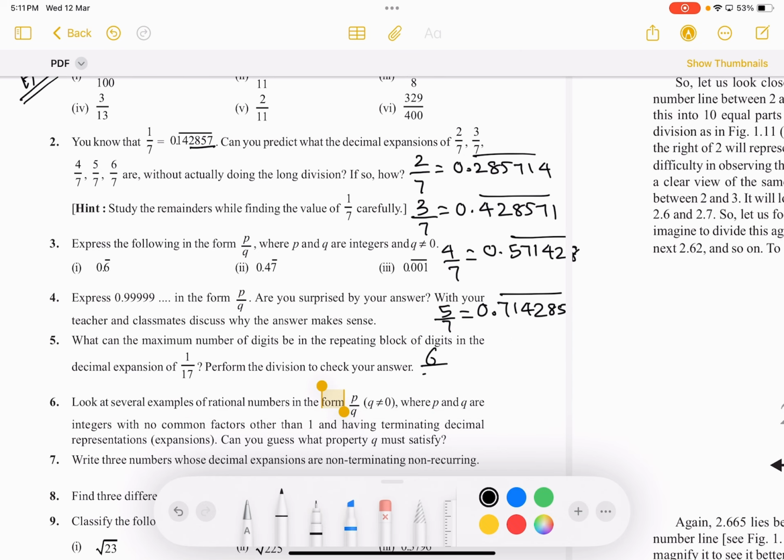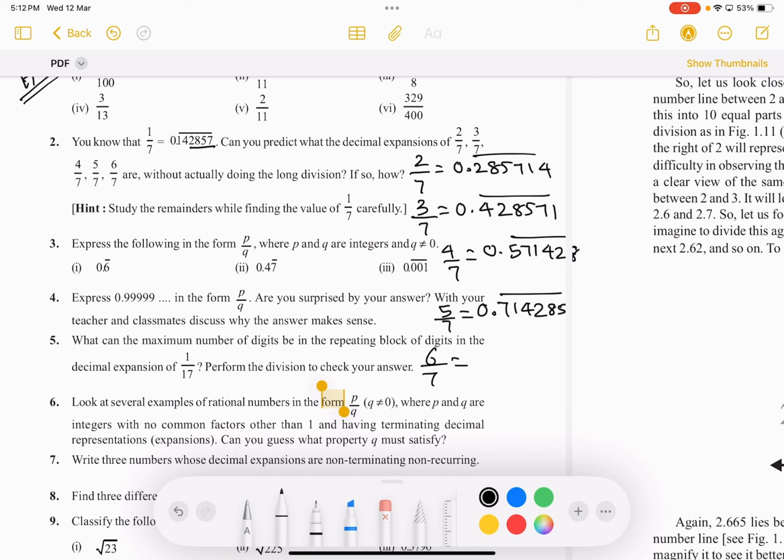Then what is 6 by 7? Instead of writing all this 1 4 2 8 5 7, can we just write till 1 4 and then write bar? For 2 by 7, will you get till this much? No, you have to get all the 6 digits: 2, 8, 5, 7, 1, 4 bar. Again, till you get the 4, you have to write. So can we write the bar directly over here, or do we have to write the rest?